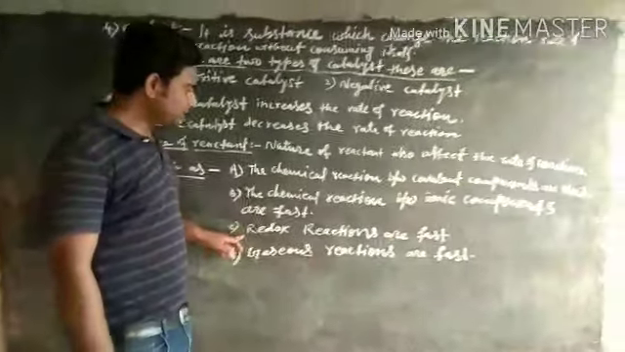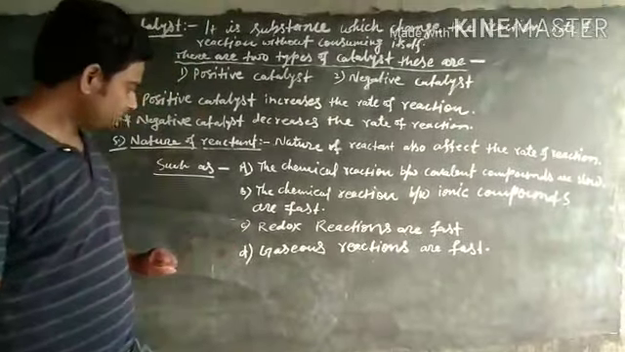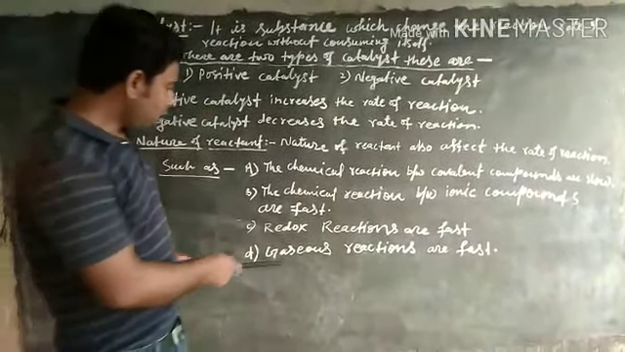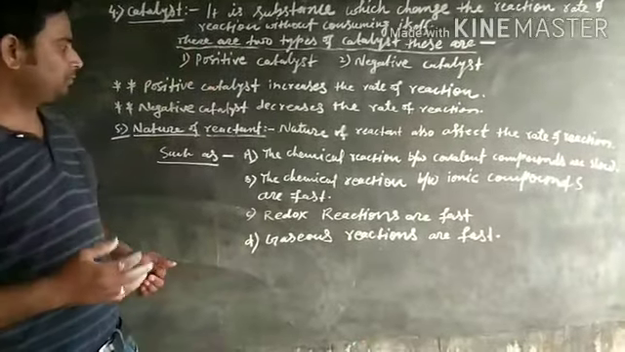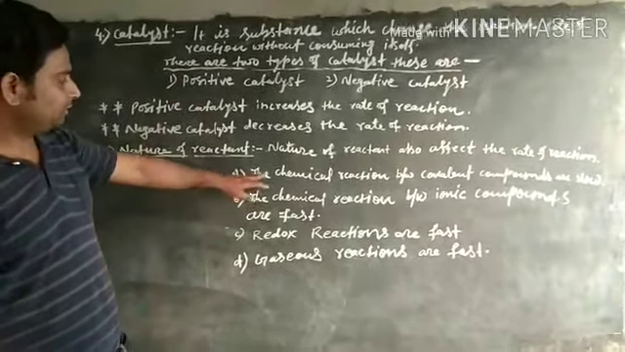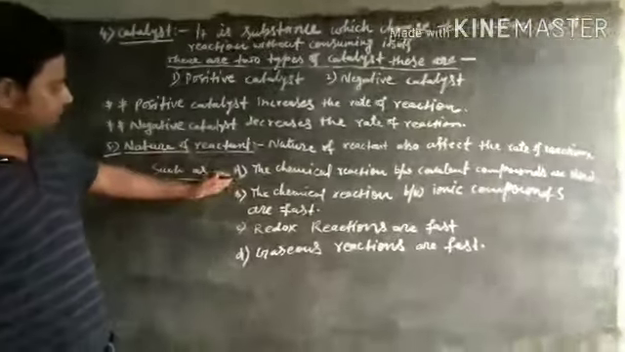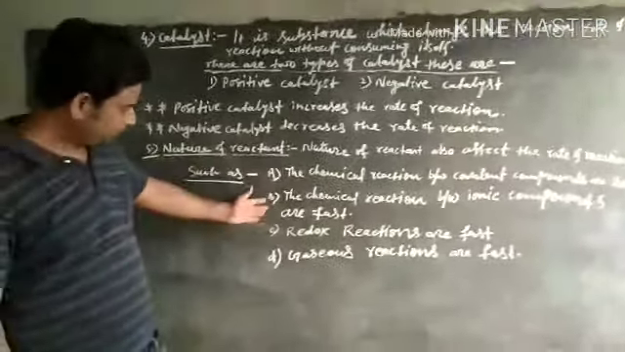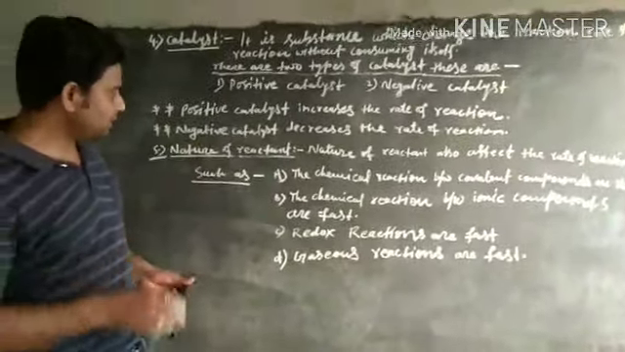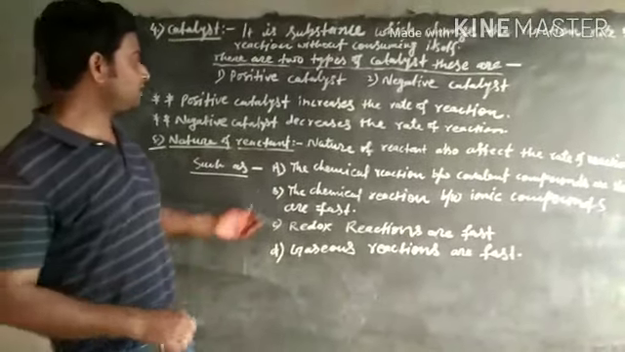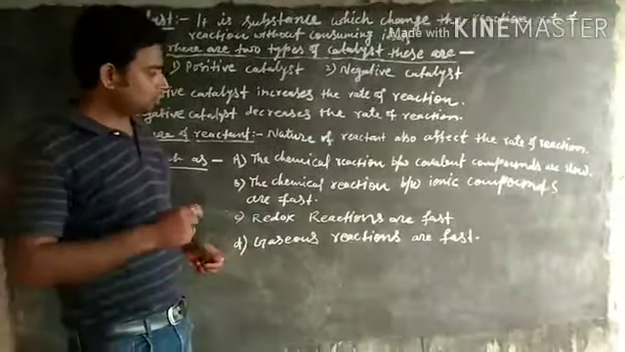All redox reactions are fast, and all gaseous reactions are fast, except reactions between covalent compounds. Rest all three are fast reactions. Only reactions between covalent compounds are slow.